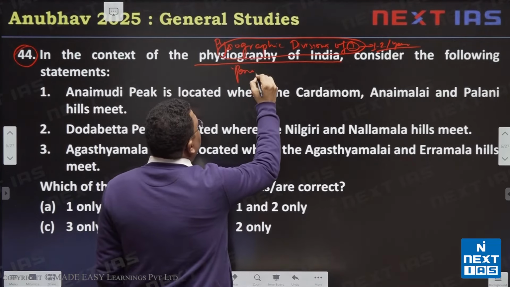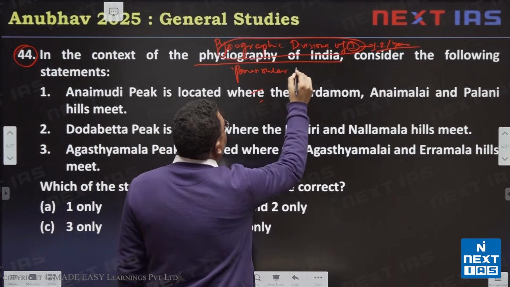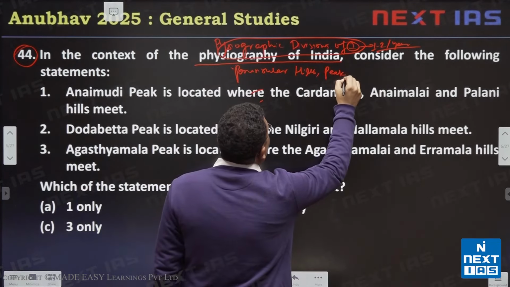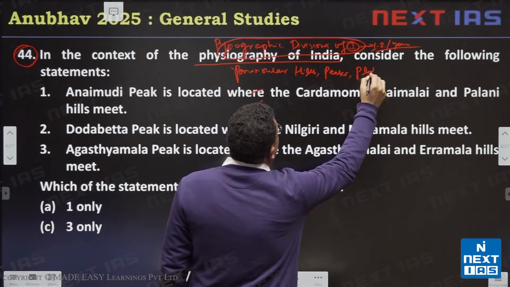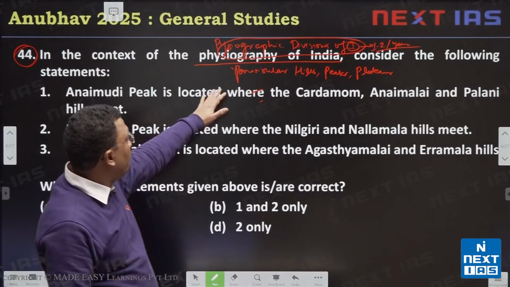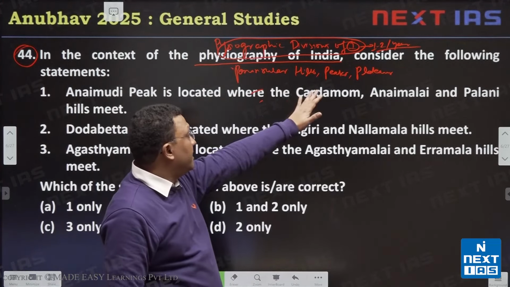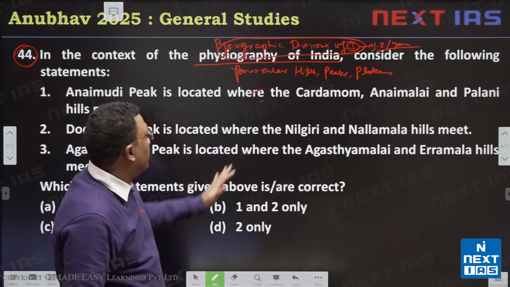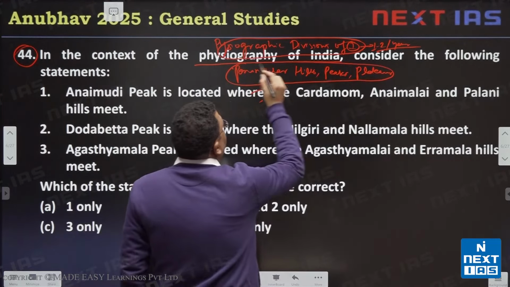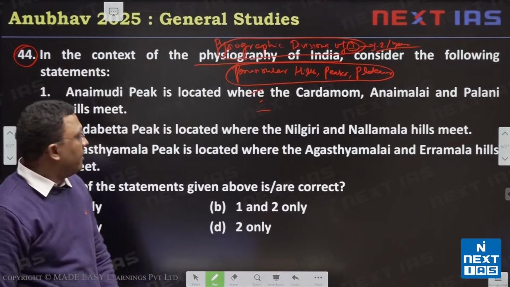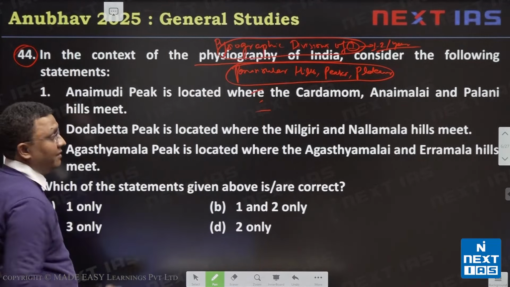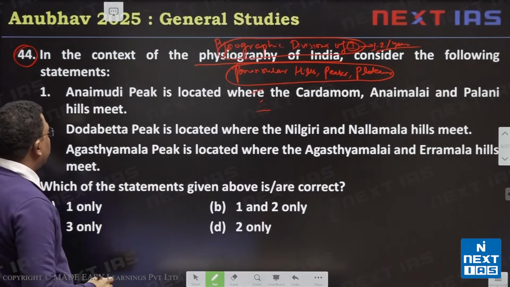hills, peaks and plateaus. The recent prelims questions have been focusing on peninsular hills, peaks and plateaus, right? So within this topic, this area becomes more important. That's why there is a question based on peninsular hills here. So let's read the question.